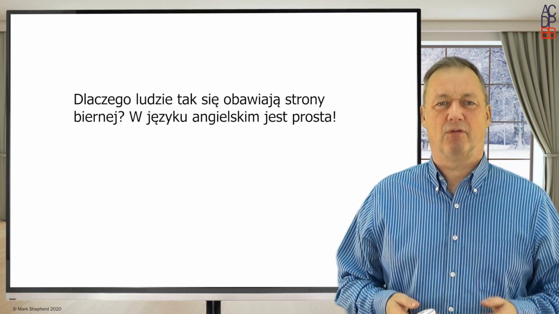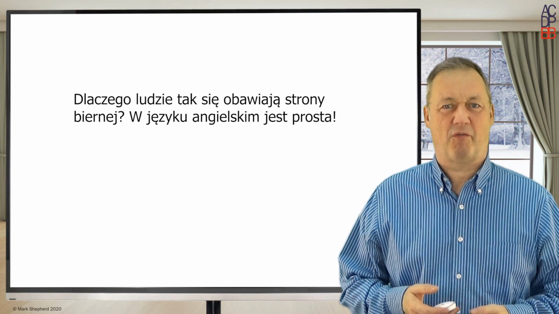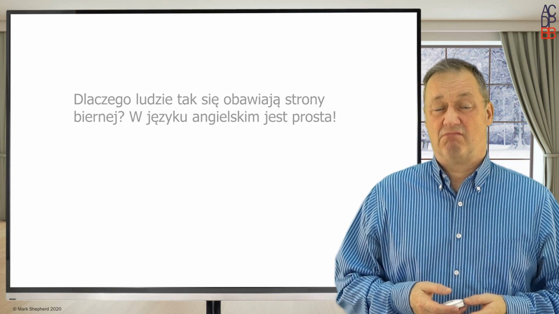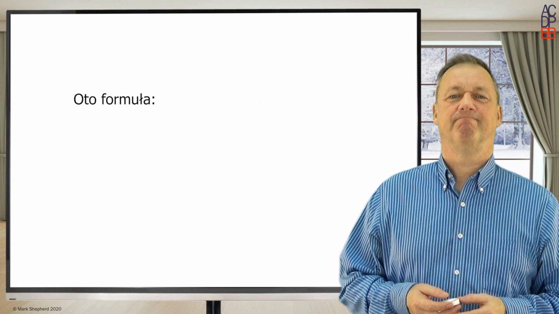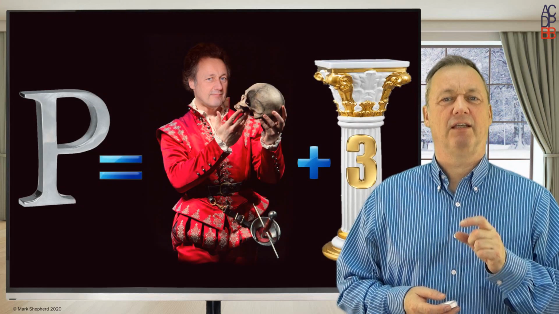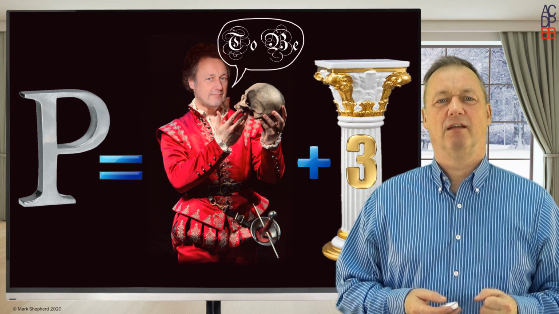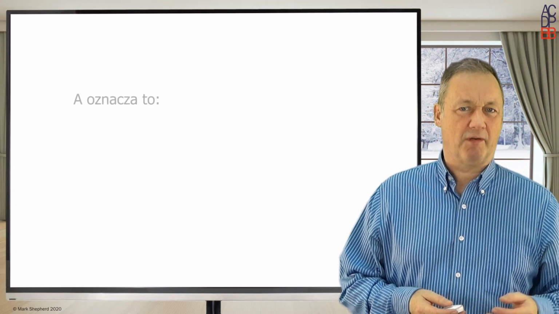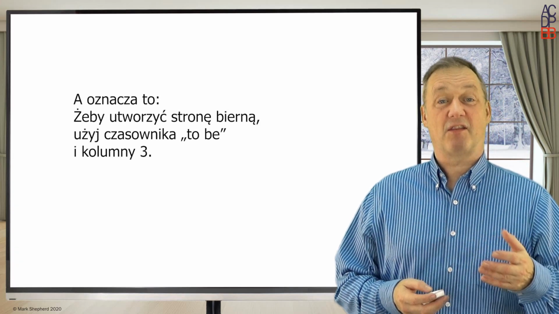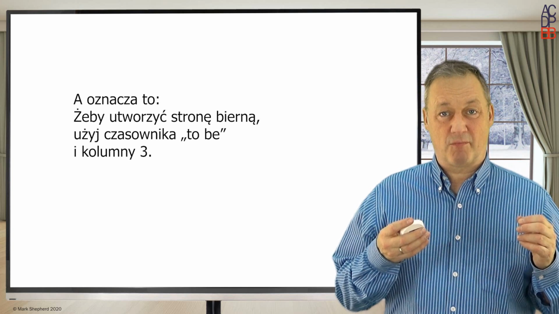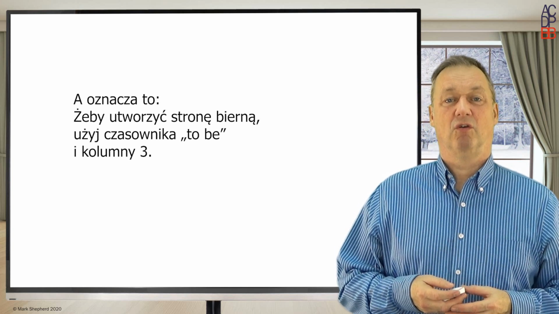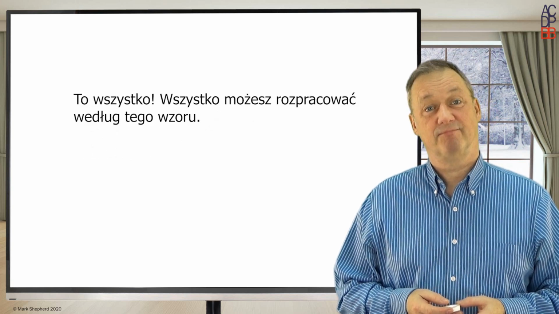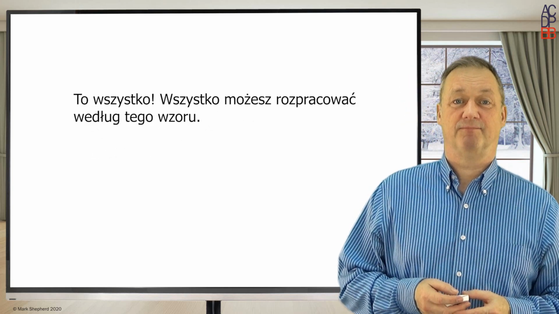Why are people so afraid of the passive? In English, it's easy. Here's a formula. P equals to be plus 3. Here's what it means. To make the passive, use the verb to be with column 3. That's it. You can work it all out from there.